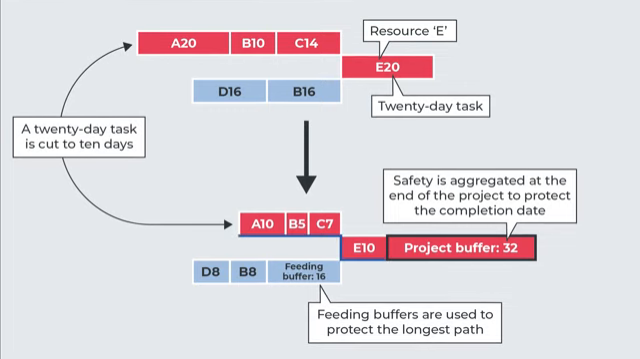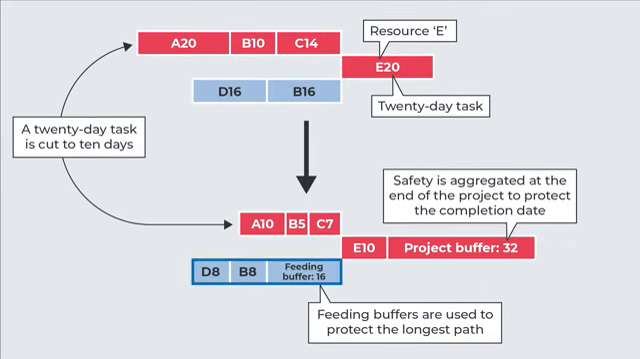To protect this longer path, when it connects to the other path it ends with a so-called feeding buffer, again created by collapsing all the contingencies of the previous activities.